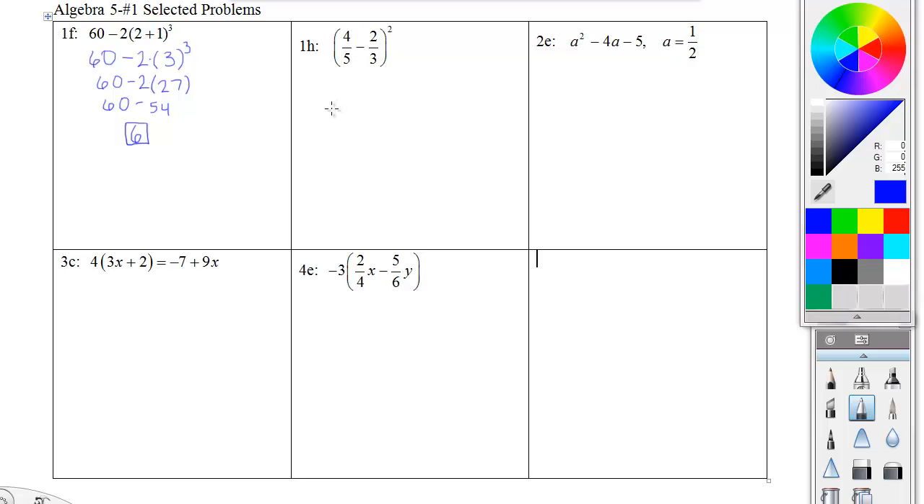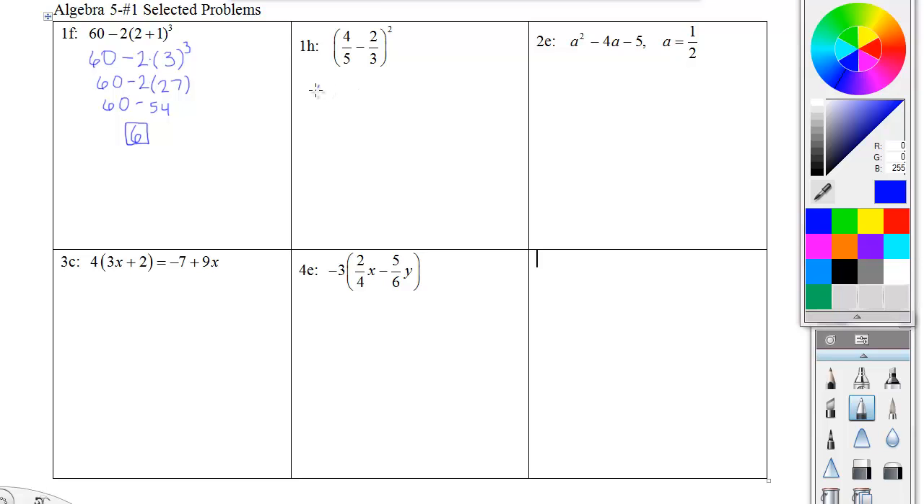Alright, so I'm not doing all of them here, but I picked one with fractions that might be intimidating to you. So this is 4/5 minus 2/3 all to the second power. Now this has parentheses again, so you have to do the 4/5 minus 2/3 first because it's in parentheses, and then we'll do the exponent afterward.